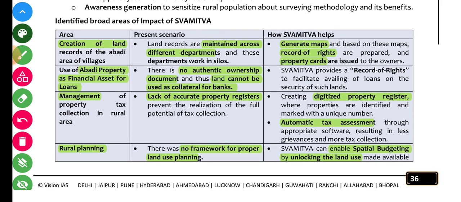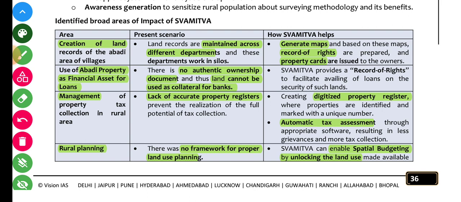Broad areas of the SVAMITVA scheme: what is the impact of the scheme and in which areas? The creation of land records of the inhabited area of villages, use of abadi property as financial assets for loans, management of property, tax collection in rural areas, and rural planning. So these are the 3 to 4 areas which you can mention in your answer writing when the SVAMITVA scheme comes.